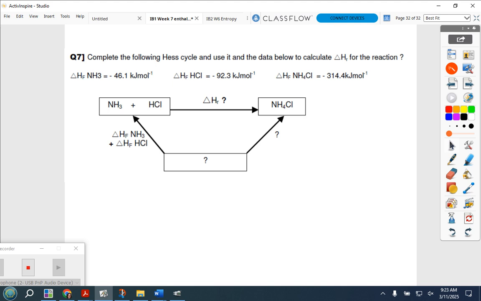Okay. So this is question 7, and our reaction here is the one of interest, the one that we're trying to find the change in enthalpy of. So what can you tell me about the direction of the arrows? What is the direction, Jacob, what does the direction of the arrows tell you? It will eventually tell you the sign, but what kind of information are we going to be using here? Because the arrows are pointing up.